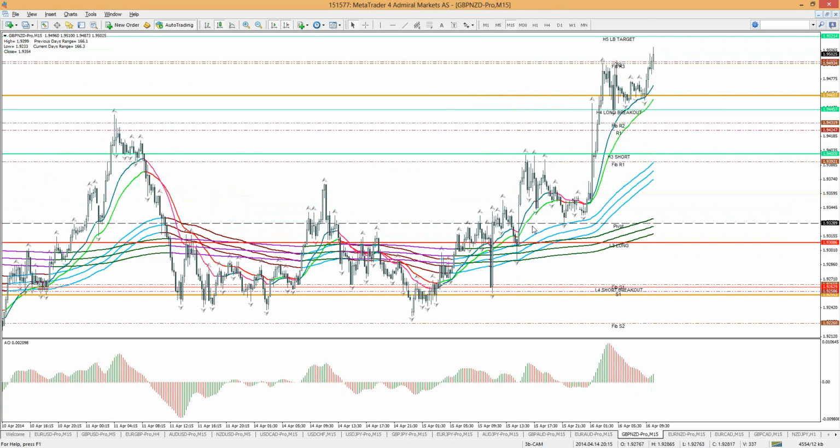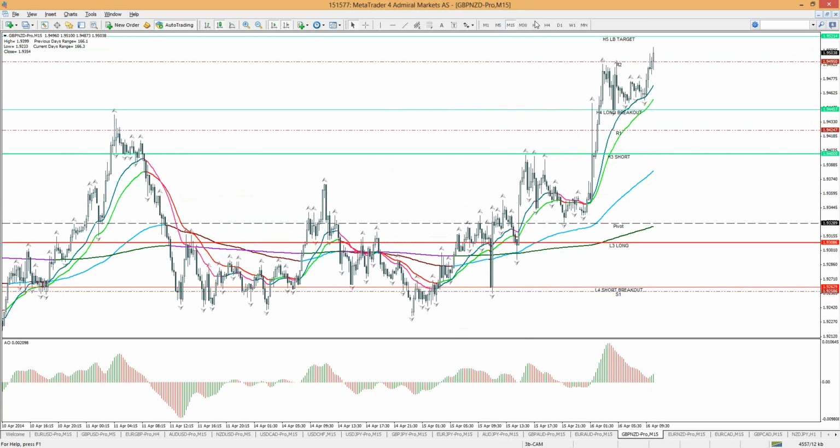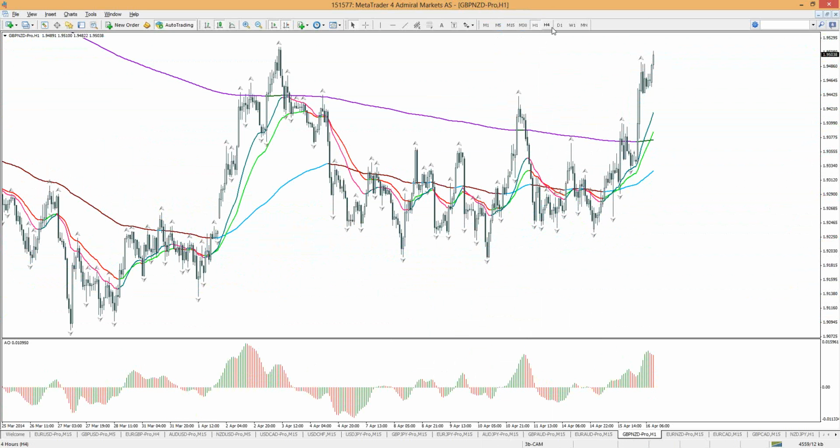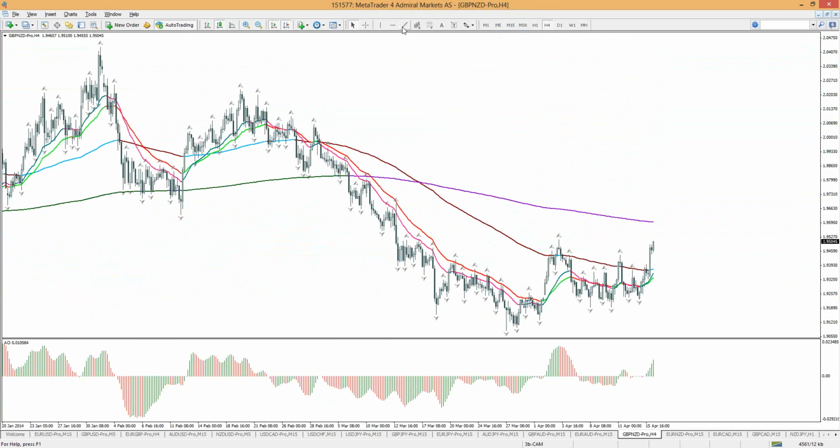Let's see. Yeah, New Zealand is getting a triangle break to the upside here. Pound New Zealand, that is.